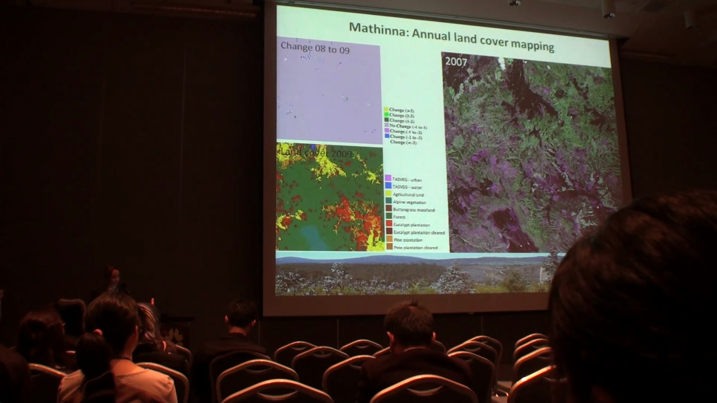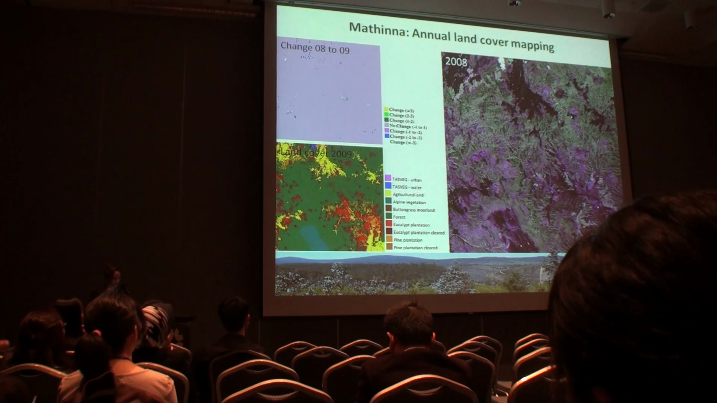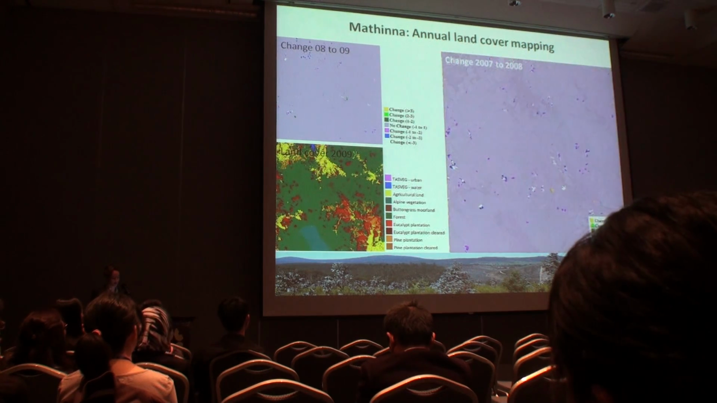So this is a full ALOS PALSAR scene for 2007, which will fade into the 2008 image. We'll then fade into the change detection results, identifying both a negative change where deforestation has occurred, a positive change associated with normal growth or regeneration.